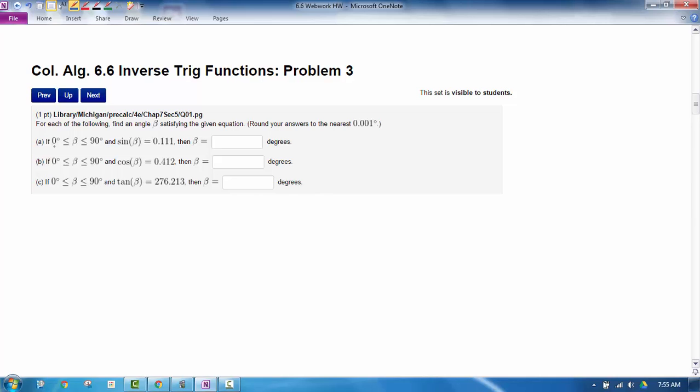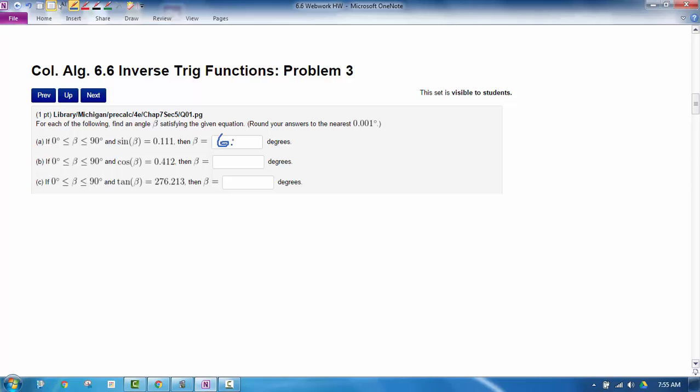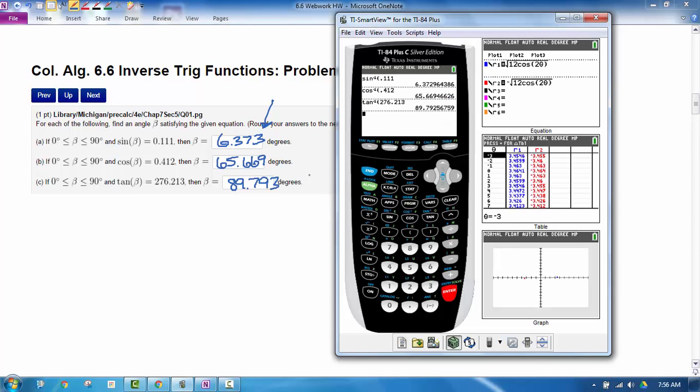Okay, the next problem wants the angle between 0 and 90, so we're going to be in degrees. And they give us the sine ratio, so we can do inverse sine to find the angle, beta. And once again, same thing in your calculator. Just make sure you're in degree mode, do inverse sine, and that gives you 6.373. Now, it's going to be picky. It says round to the nearest 0.001, so I'm rounding to this spot right there. And we would just do the same thing for cosine and tangent.